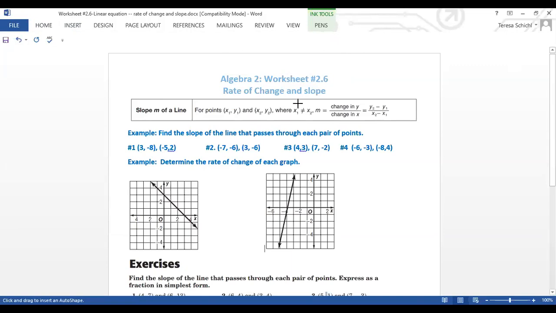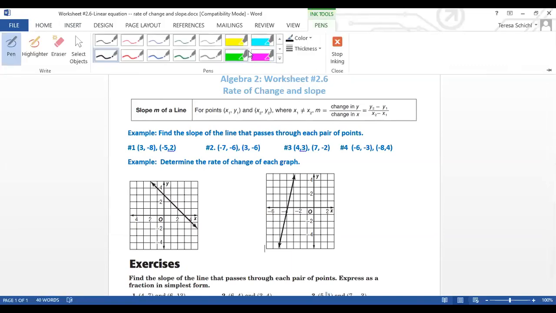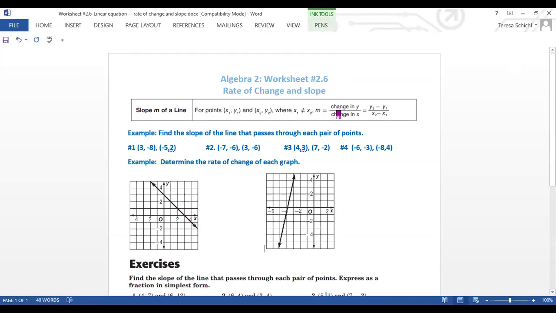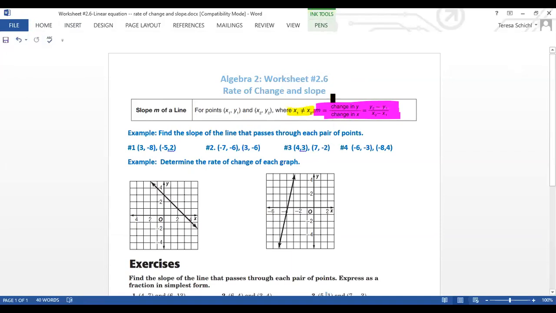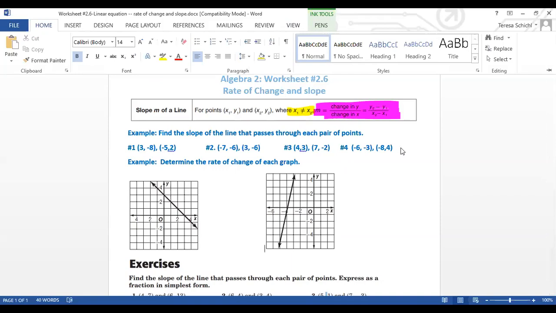In this worksheet, the first thing they give is how we define the slope for two points. It's the change in y over the change in x, so it's y2 minus y1 over x2 minus x1. They also say x1 is not equal to x2. The reason is that if x1 equals x2, I'm going to get a 0 on the denominator, which is undefined, so the slope does not exist.